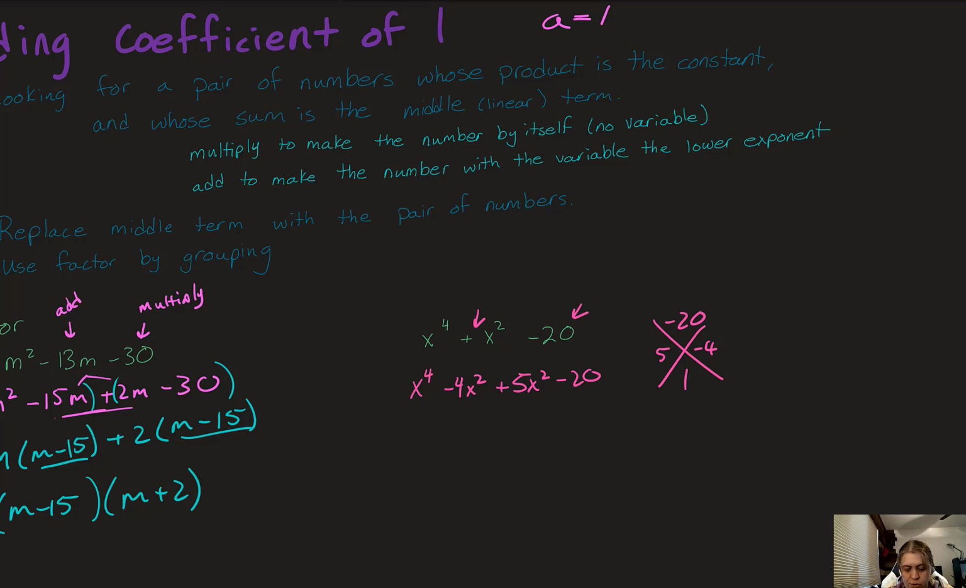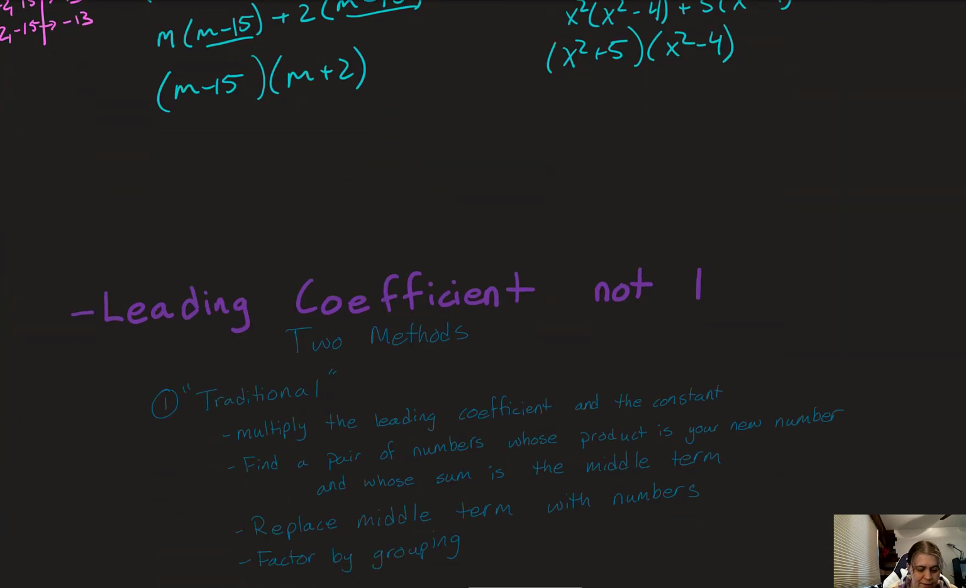And then we go looking for our GCFs. So I'm going to pull out an x squared here. And then this is x squared minus 4 plus 5 times x squared minus 4. And that's x squared plus 5 times x squared minus 4. There we go. Now, this one is not completely factored yet. See if you can figure out why. All right, but we're going to move on.